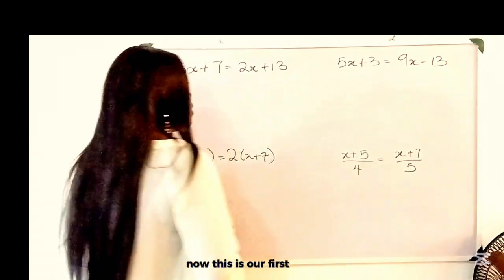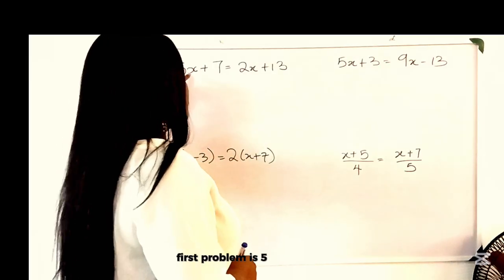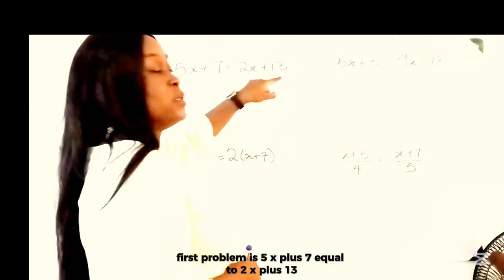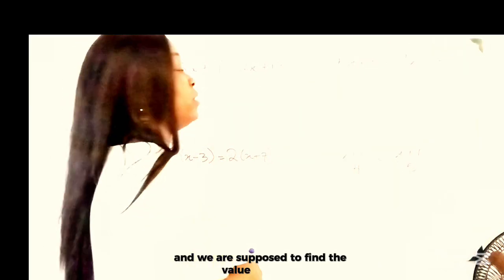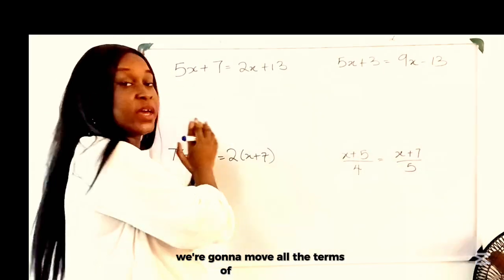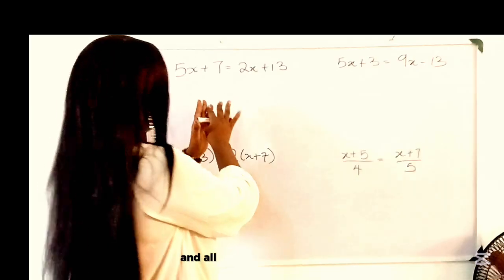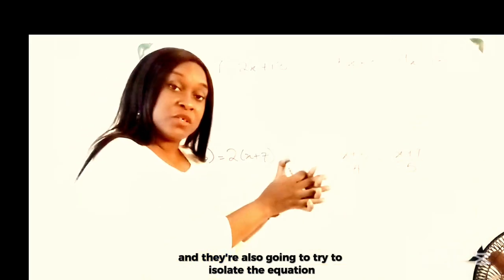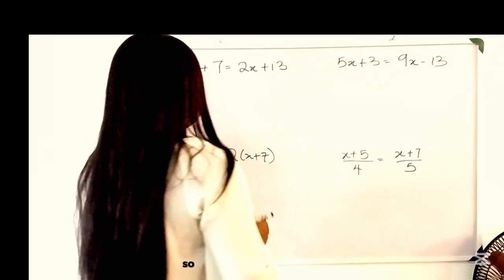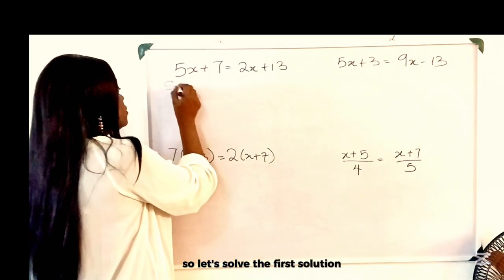Now, this is our first problem. First problem is 5x plus 7 equal to 2x plus 13, and we are supposed to find the value of x. The way we're going to solve this, we're going to move all the terms of x to one side and all the terms without x to another side. And we're also going to try to isolate the equation to the extent that we have only x, thereby finding the value of the equation. So let's solve the first one. Solution.